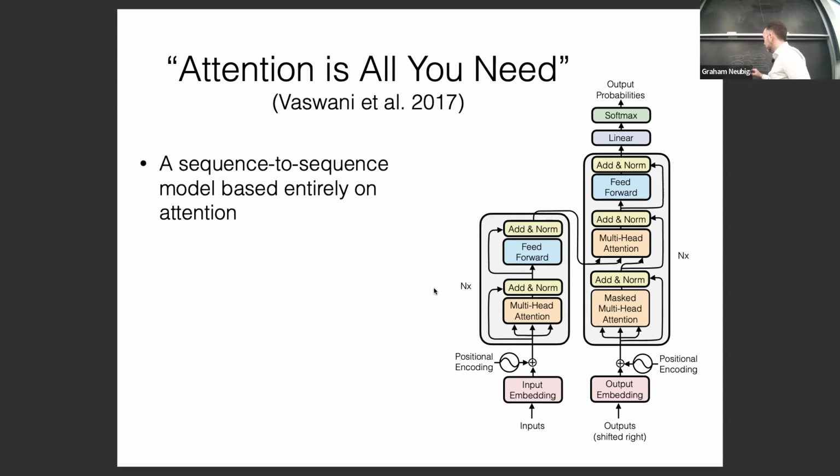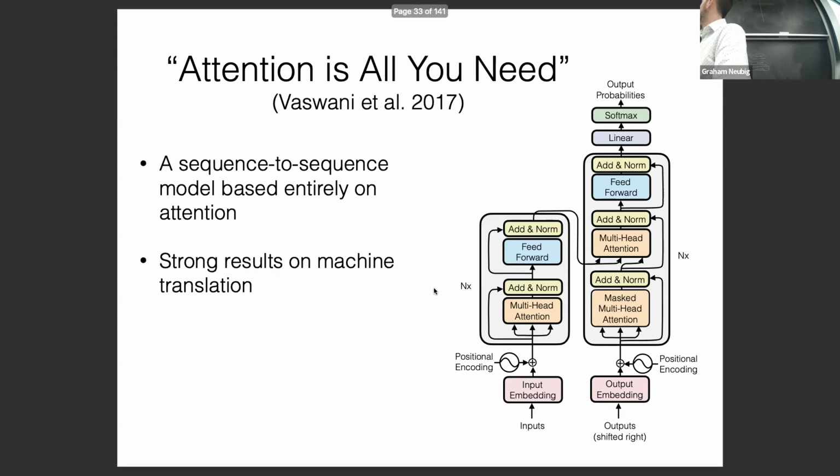And so what the transformer did is it basically said, we're going to remove the RNN as the sequence modeling, and we're going to replace this all with self-attention. So hence the name "Attention is All You Need." They removed all of the other sequence modeling components other than attention. At the time the paper came out, it gave strong results on machine translation, and of course now it gives strong results on everything.